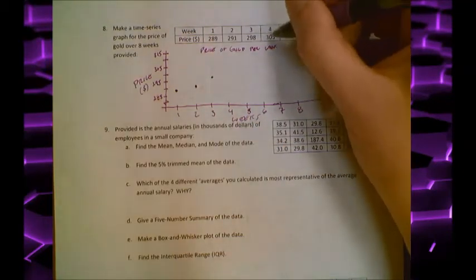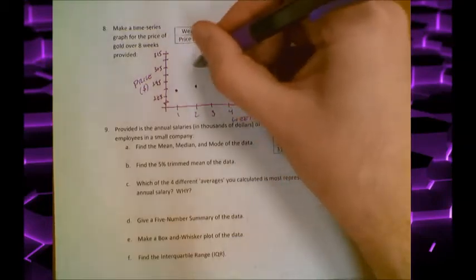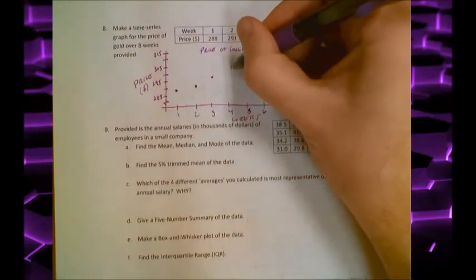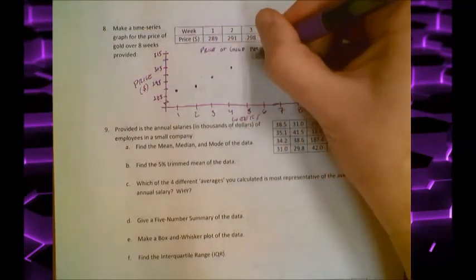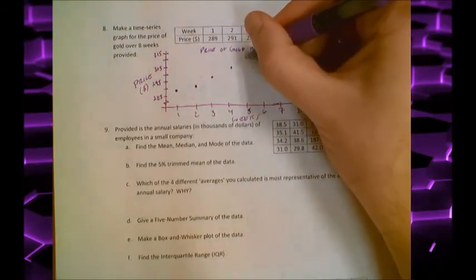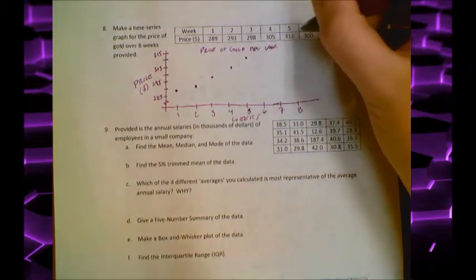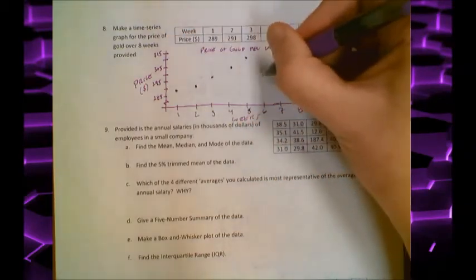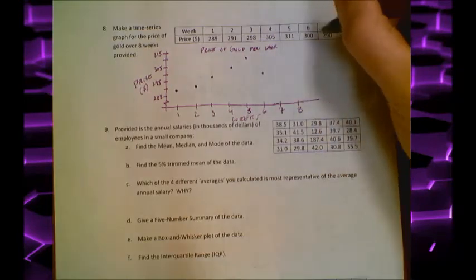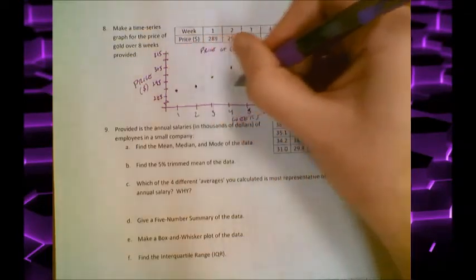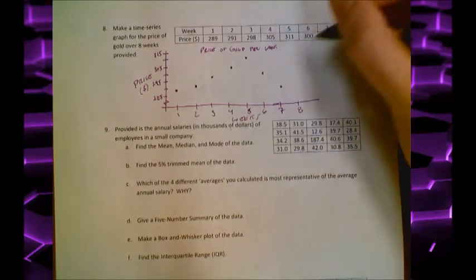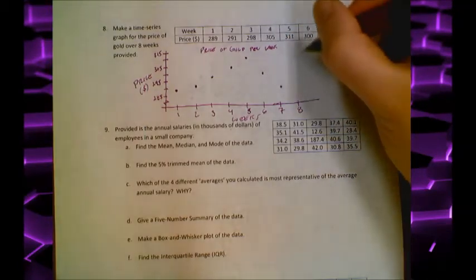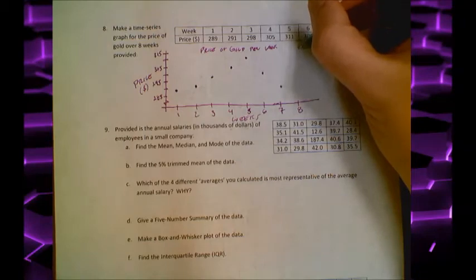And then 305 for week 4. And then 311 for week 5, right about there. And then we have a drop down to 300. So a fairly severe drop there. And then 290, uh-oh. And then we're back up to 316. So then we have a pretty big old spike back up.